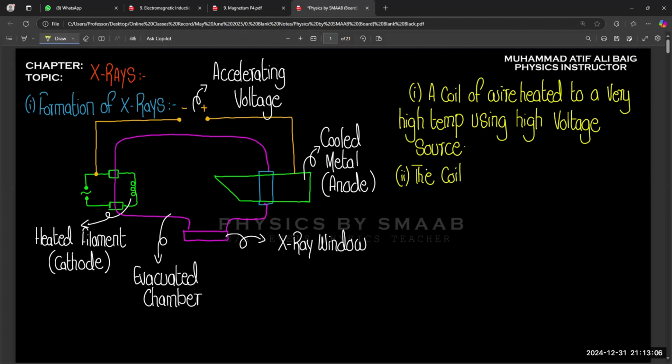In the second part, the coil gets red hot and begins to emit electrons.